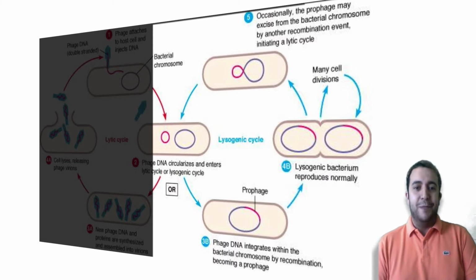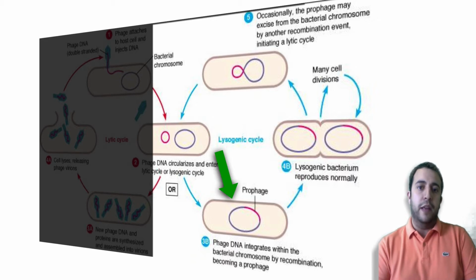Okay, how does this happen? In the lysogenic cycle, the virus first attaches itself to the host cell, then it injects its genome inside the host cell, just like what happens in the lytic cycle. But instead of breaking down the host DNA and taking over the host cell, the virus inserts its DNA into the host DNA. And in this case, the viral DNA is called a provirus.